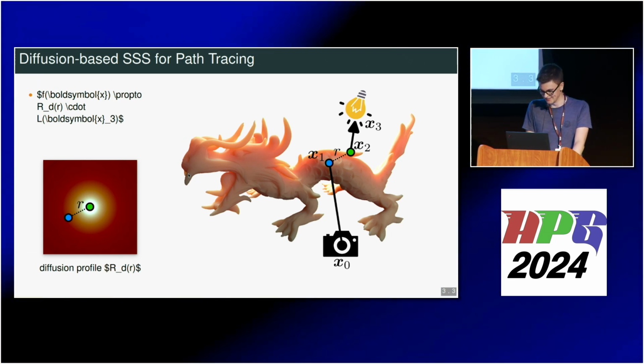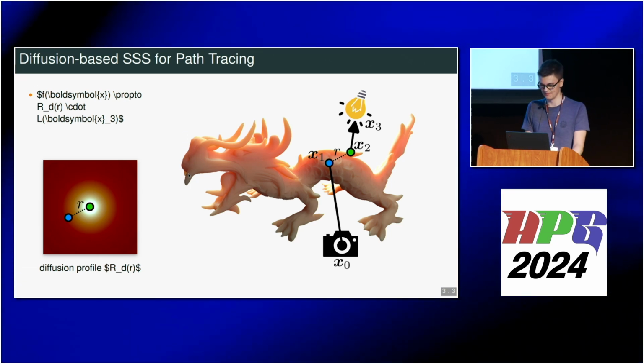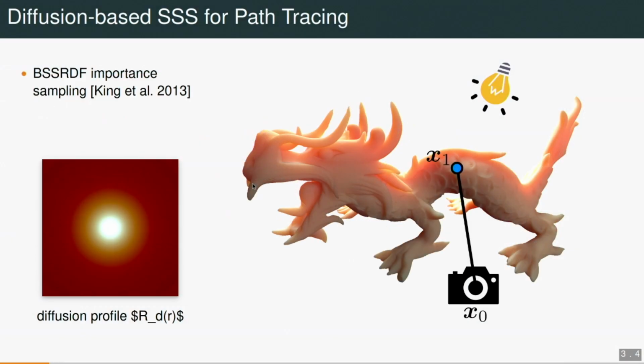So with increasing distance, less and less wavelengths survive this scattering process. So now that you know how we can evaluate such a subsurface path, let's take a look at how we can sample one. And therefore, we use a method from King and colleagues who generate a point on the surface on this translucent object by using ray tracing.